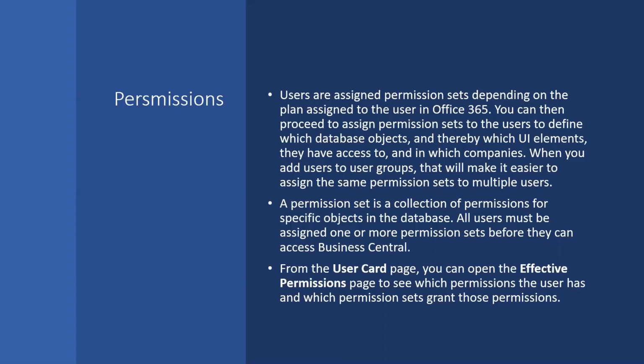When you add users or user groups, that will make it easier to assign the same permission sets to multiple users. A permission set is a collection of permissions, so it's not one. It's different things, but we still call it a permission set, okay? To specific objects in the database, all users must be assigned one or more permission sets before they can access Business Central. So a topic for today is to review what kind of permissions we have.